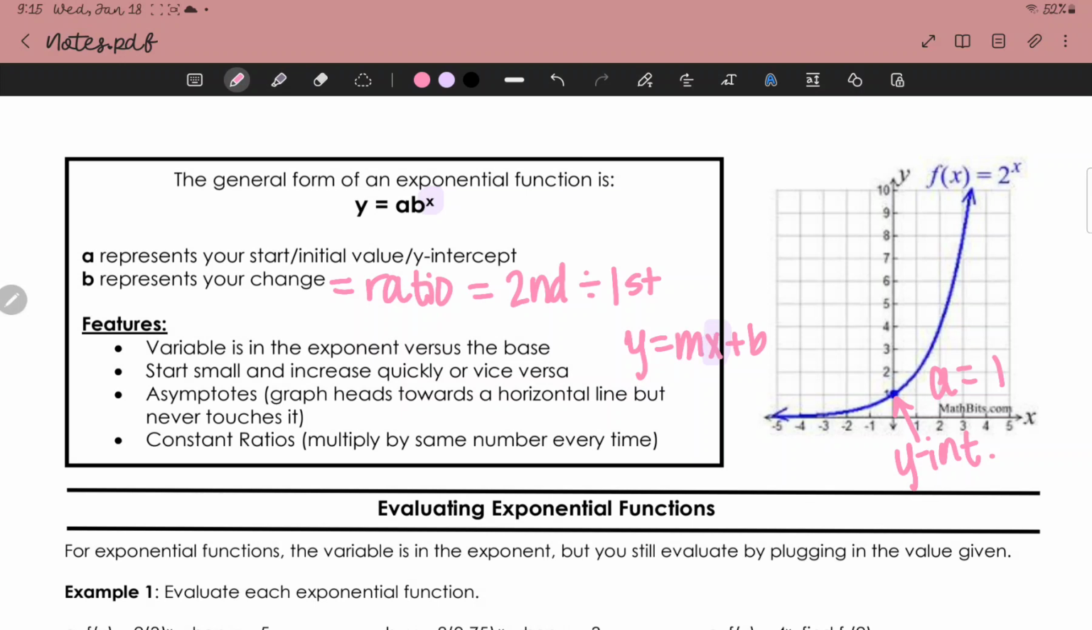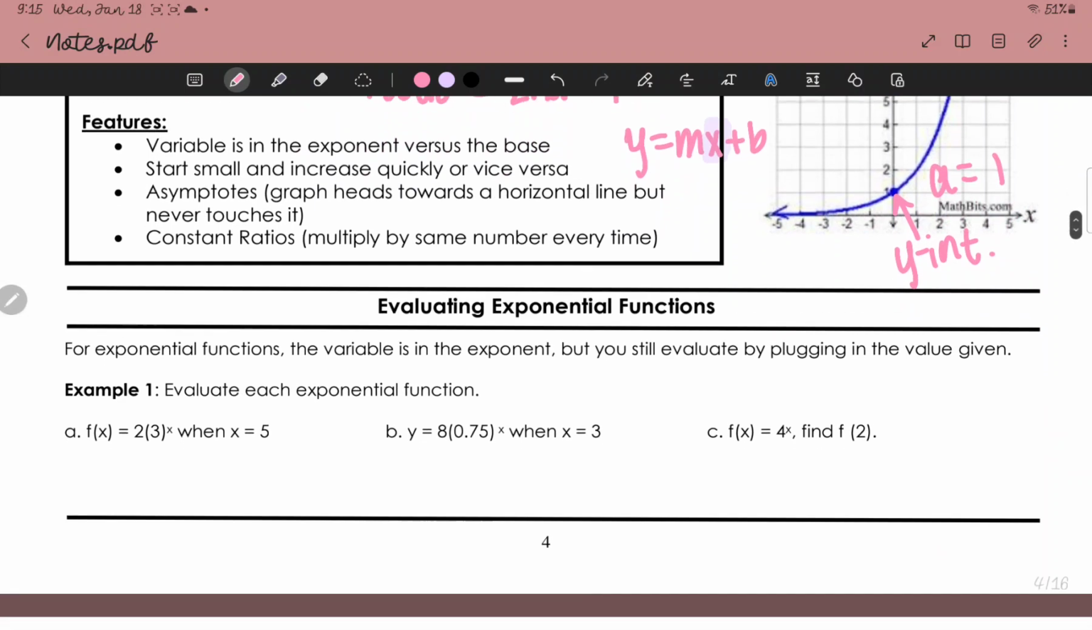You also start really small and you increase very quickly, or vice versa. You can start really high and then decrease very quickly. We also have asymptotes, which we'll learn about what those are, but it's right here actually. The graph heads towards a horizontal line, but it never actually touches it. And of course, we have constant ratios, where we're multiplying by that same number every time, which is what you just saw in that previous example. All right, so we're going to move on.